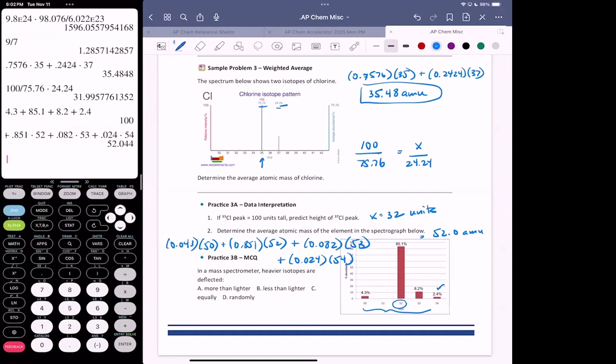Yeah, you guys got that pretty quickly. In a mass spectrometer, heavier isotopes are deflected less than lighter. Heavier particles move less than lighter particles. Lighter particles are easier to deflect.